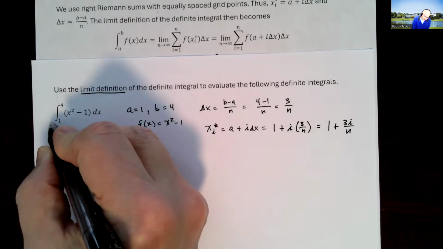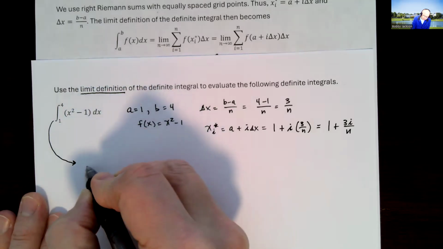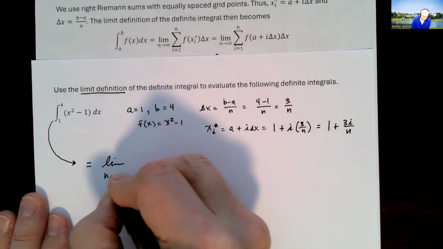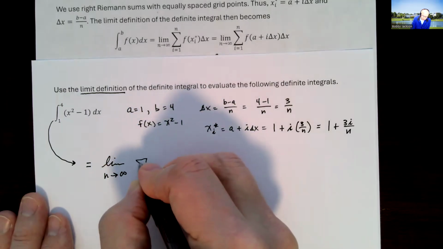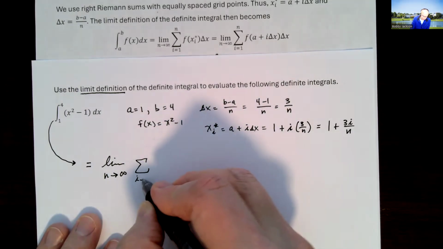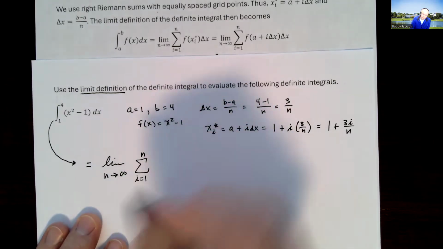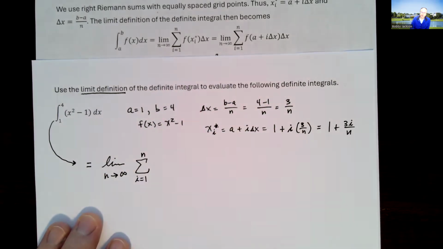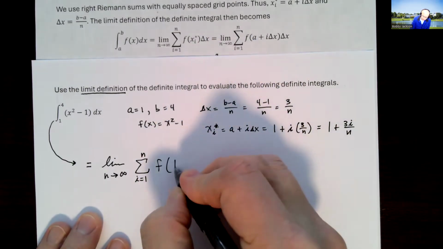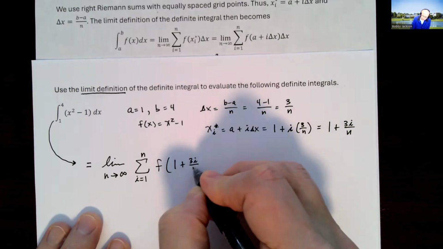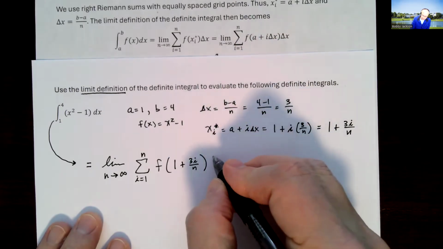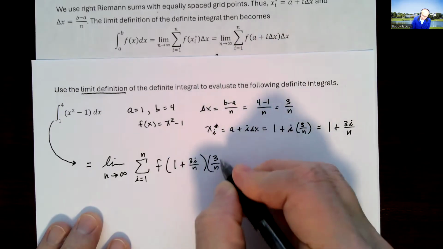And now let's do this. This integral is equal to the limit as n goes to infinity, summation, and you're going to be writing that sigma notation quite a bit in this process. A little bit of work there. It's f of a plus i delta x, a plus i delta x, we said, is this, times delta x. And what's delta x? It's 3 over n.